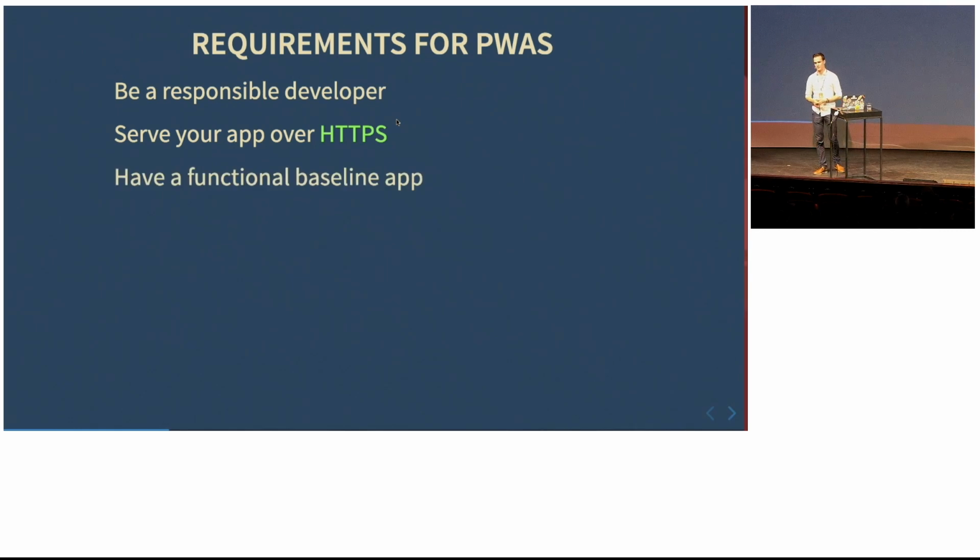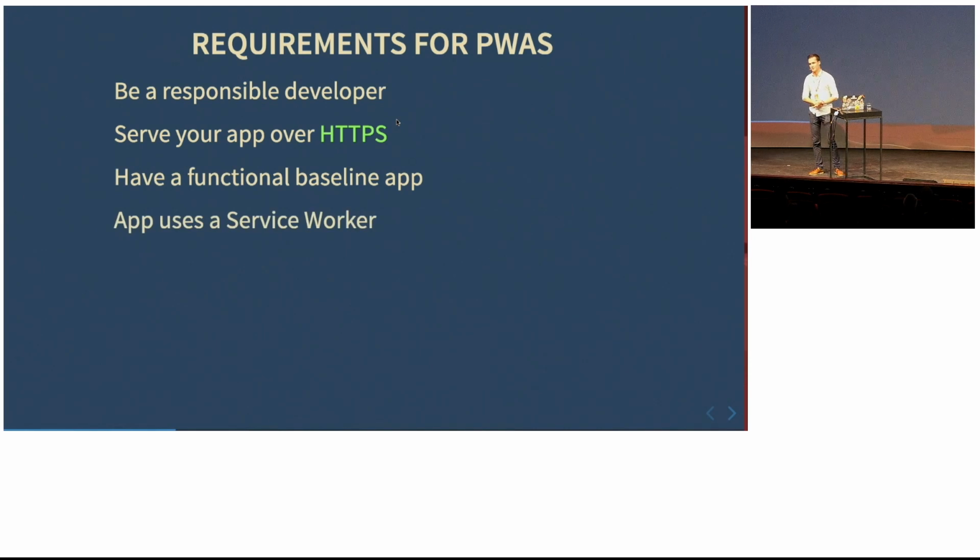You also have to have a functional baseline app. So the app you're making now without any progressive features, that has to work regardless of having the features or not. The reason for that is not all progressive web app features are supported in all browsers. So make sure you have a baseline app first that works, that does everything you need it to, and then enhance it with your PWA features.